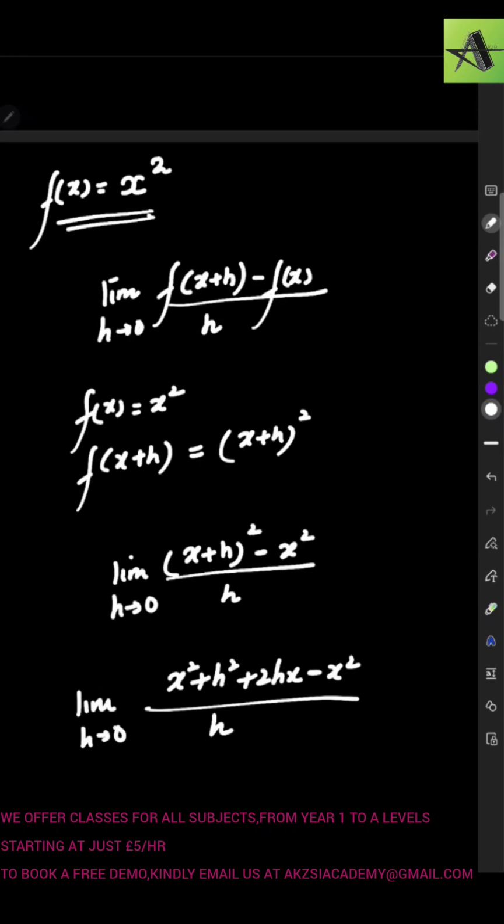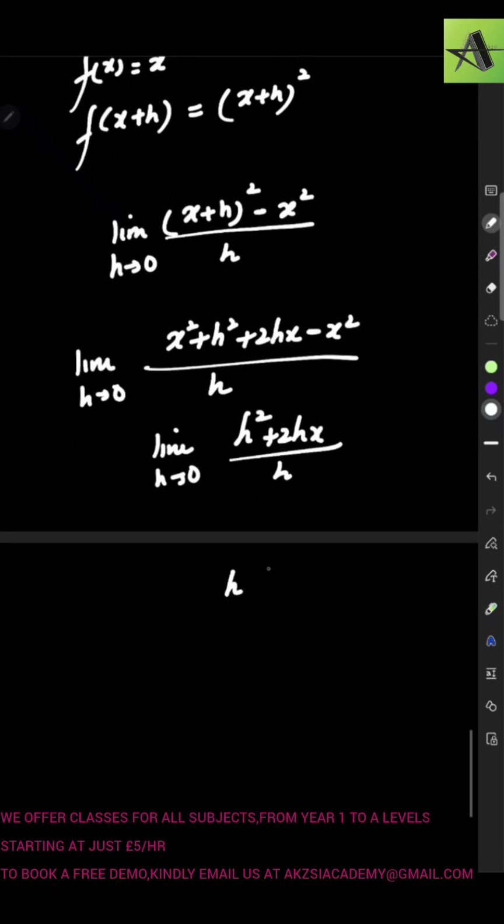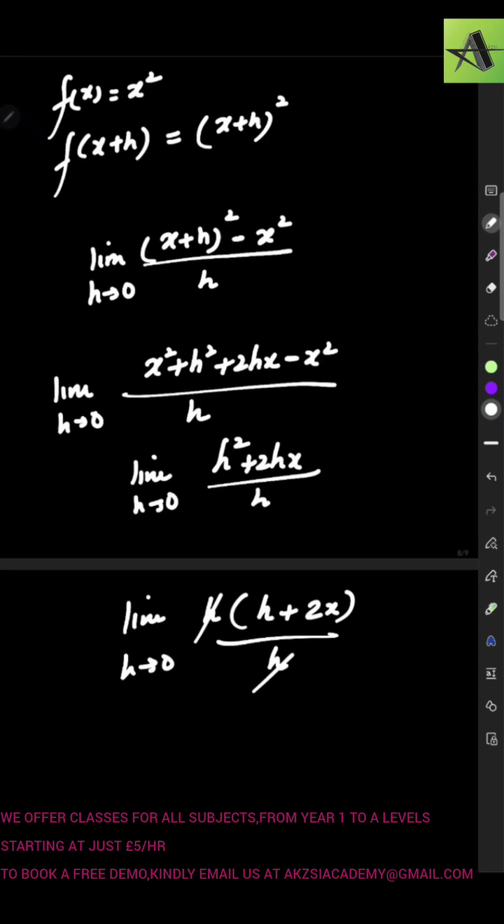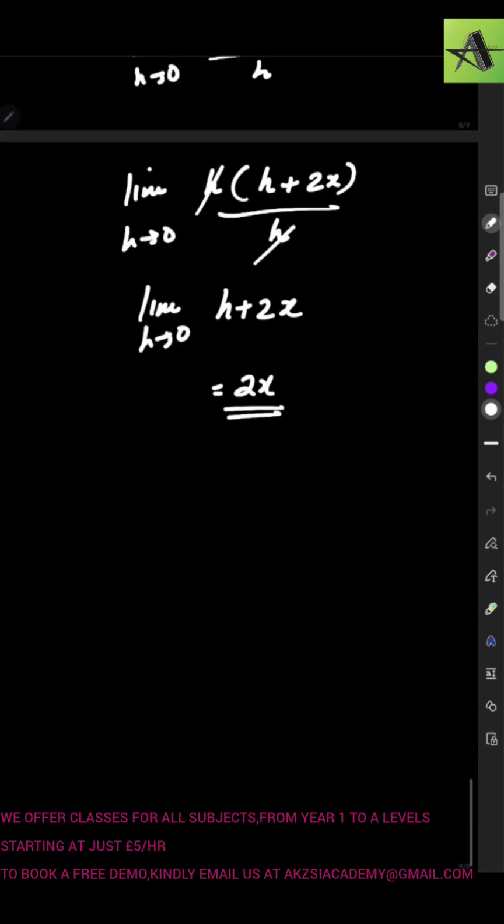X squared minus x squared will become 0. We're left with h squared plus 2hx over h, and h tends to 0. I told you, try to cancel out the bottom h, so I can take out h as common from the numerator. Remaining would be h plus 2x over h. I can cancel that out. And at the very end, once I'm done with all simplification, I just need to put h equals 0. I'm left with h plus 2x, and when I substitute h as 0, it will give me 2x. So the derivative of x squared is 2x.